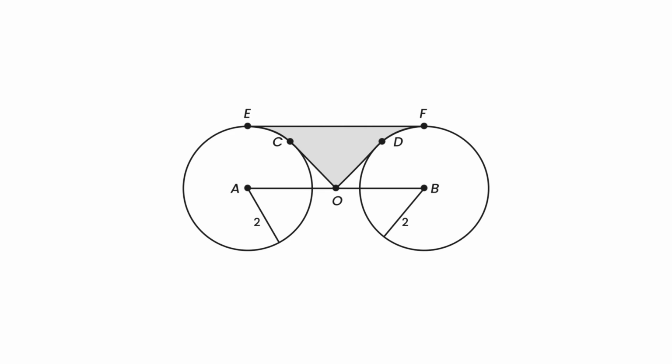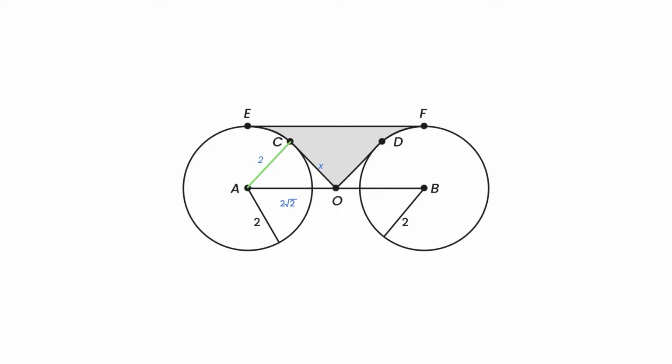The first thing I'm going to do is join A to C like that. And I will label this segment from O to C as x. They tell me in the question that the radius of this circle is 2, so that means that AC is 2. They also tell me that OA is 2 root 2, so I can label that.